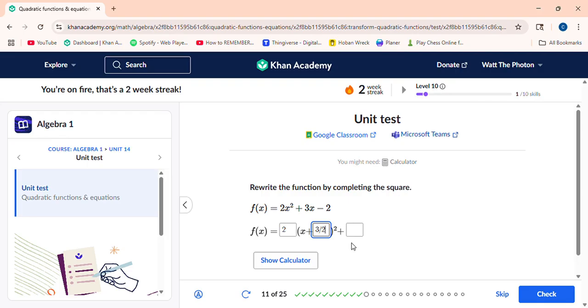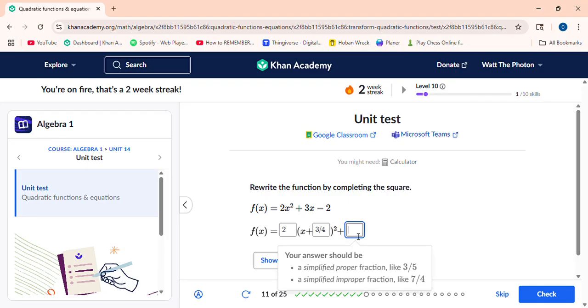So we subtract b, I think. So half of 3 over 2 is 3 over 4, and that squared is equal to 9 over 16. And I subtract that from both sides to finally get the perfect square, which is 3 over 4 x.